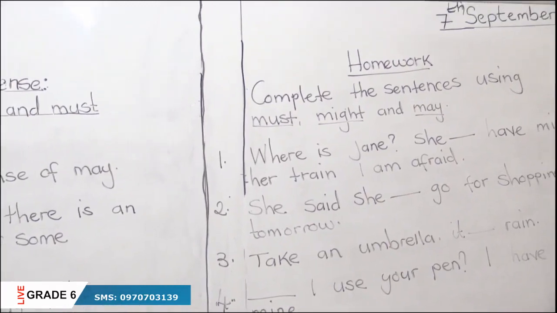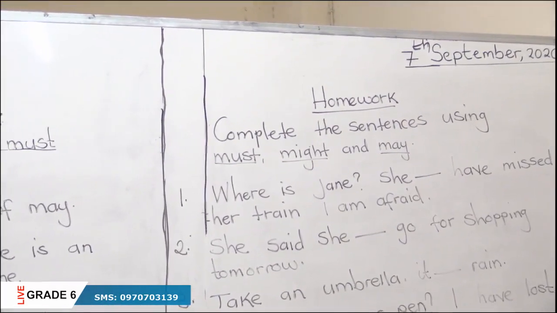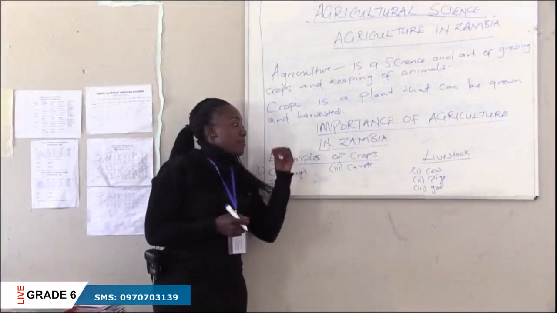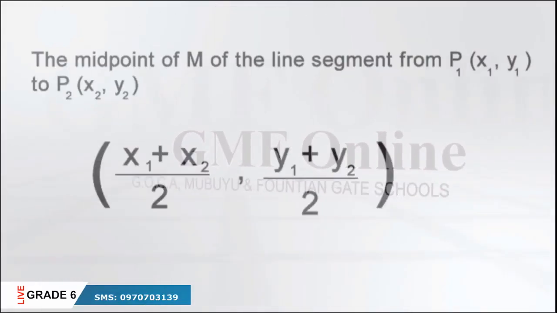Good afternoon, class. And these are examples of crops that we grow in Zambia and the livestock. Look at our geographic expression.